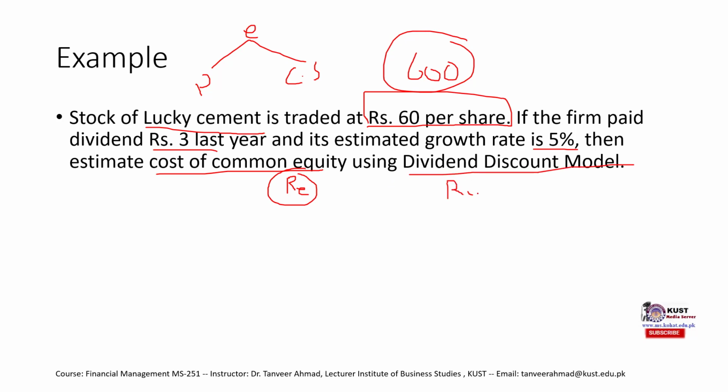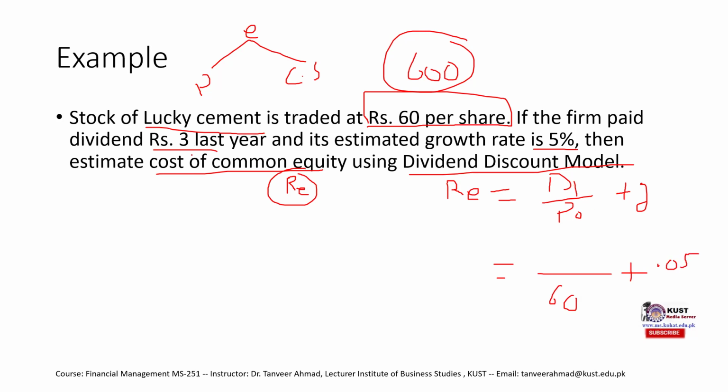So what we need to do is use Re is equal to D1 divided by P naught plus G, the formula we have developed in the previous slide. But in this case, the P naught is 60. How do we know? The last trading value is 60. We know G, which is 0.05 or 5%.